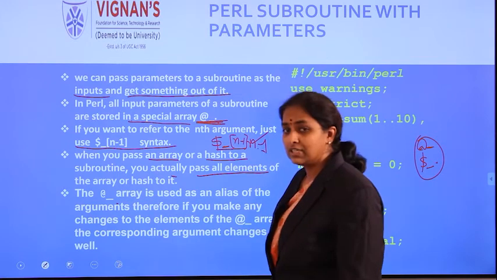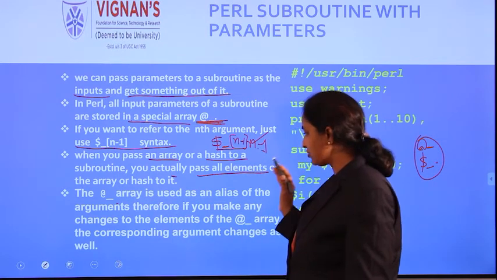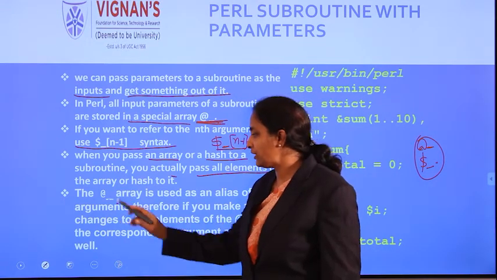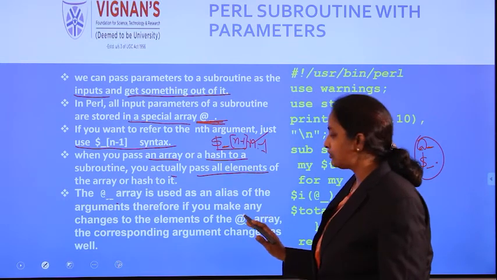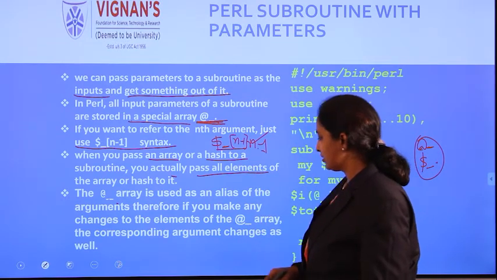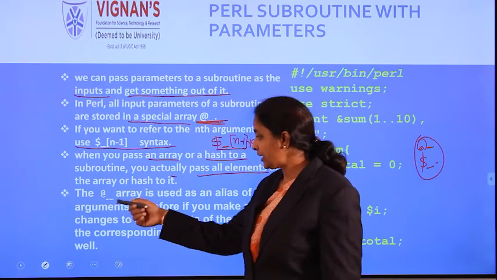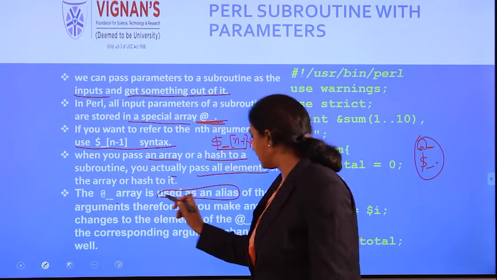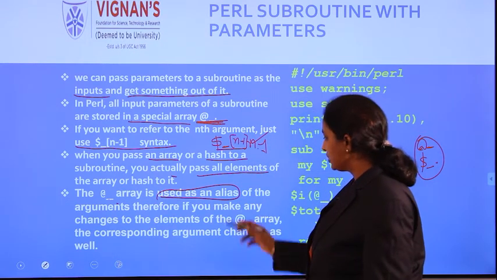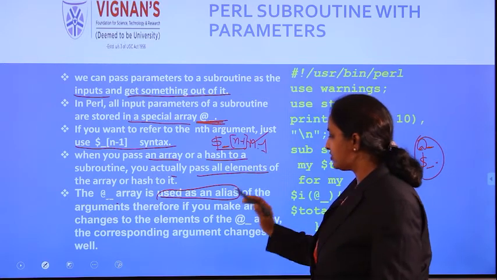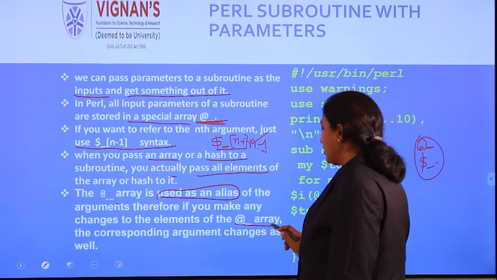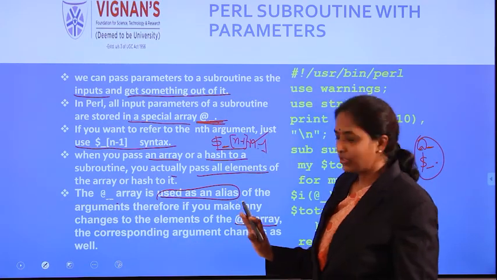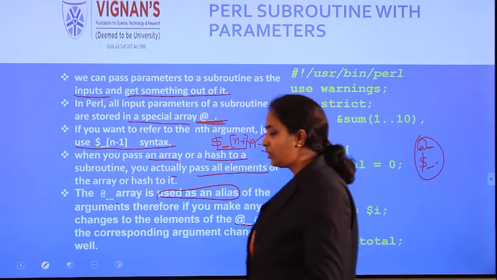Now this will work as the alias to your arguments. Suppose you have done any change to this array, which means your parameters also vary. That's what I want to say here. That's what it was written. The iterate array is used as an alias of the arguments. Therefore, if you make any changes to the elements of the iterate array, its corresponding argument changes as well. So this is the important point you have to note down.